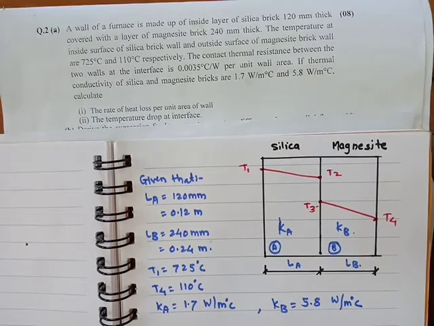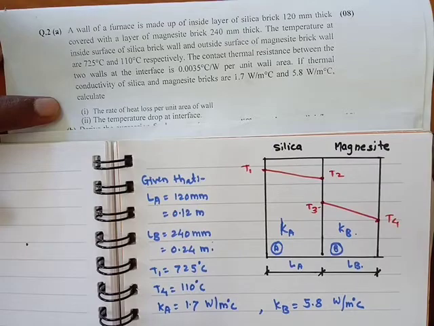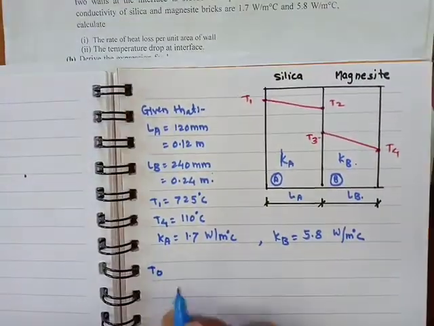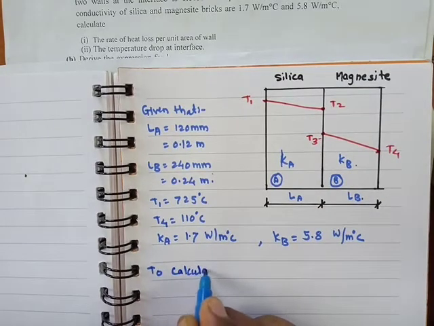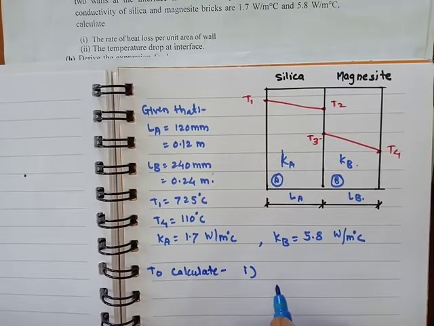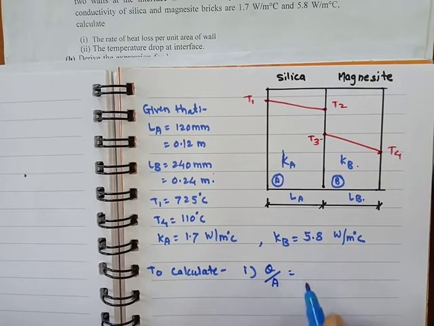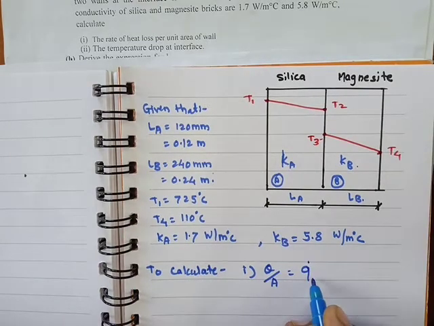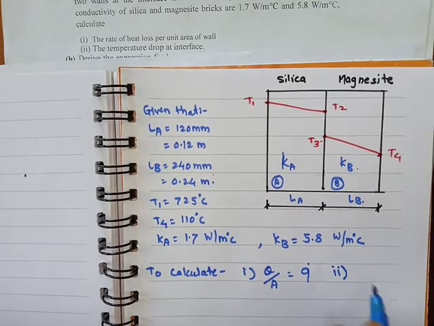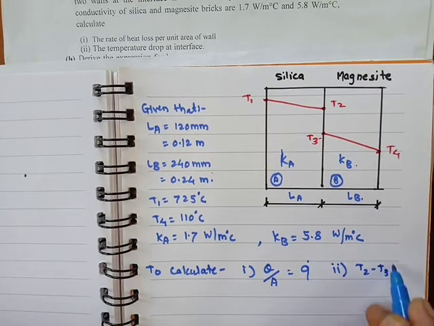Okay. Now we have to calculate, first, the rate of heat loss per unit area of wall, that means Q upon A, which is also called the heat flux. And second, we have to find the temperature drop at the interface, that means T2 minus T3.